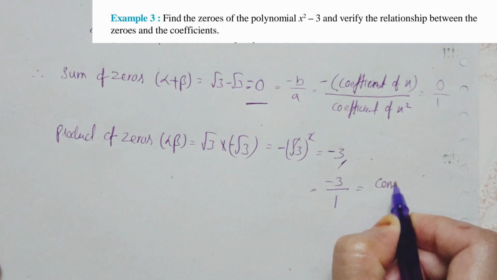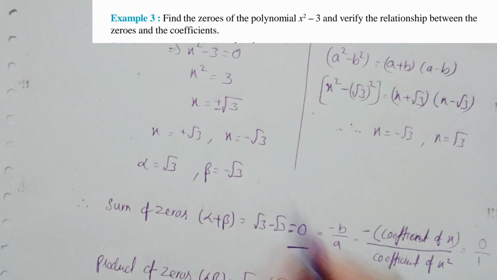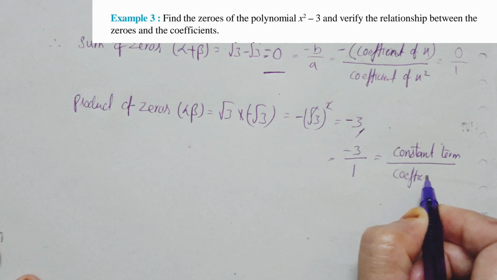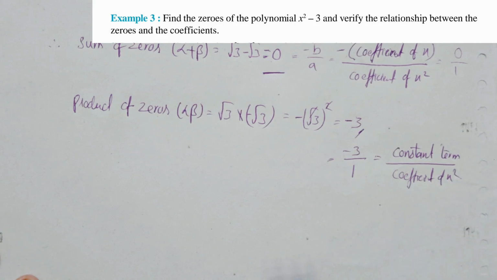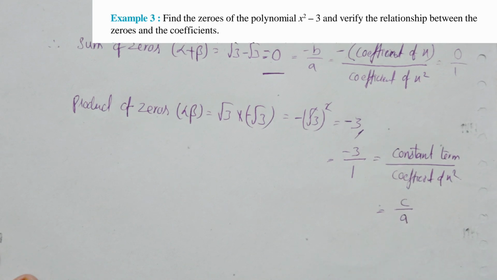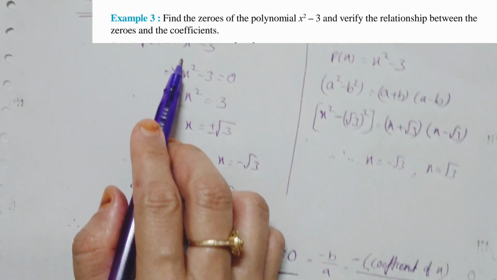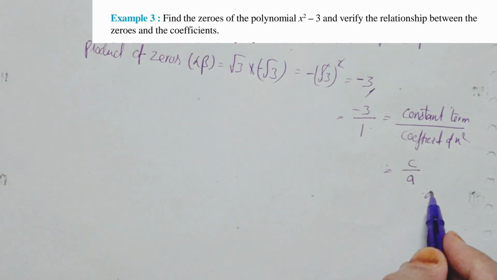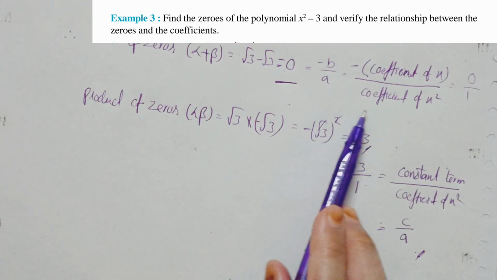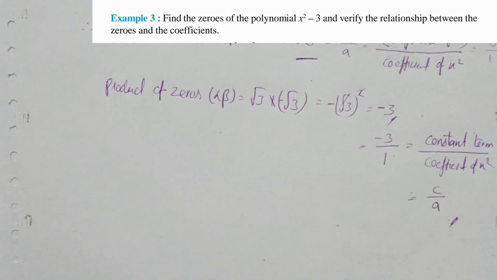So constant term divided by 1 means coefficient of x square. Coefficient of x square. So it's nothing but c by a. Okay, c by a. C means constant and a means x square coefficient. Okay, now it's clear. Now we have found the zeros and we have shown the relationship between zeros and coefficients. Okay guys, this is the example.